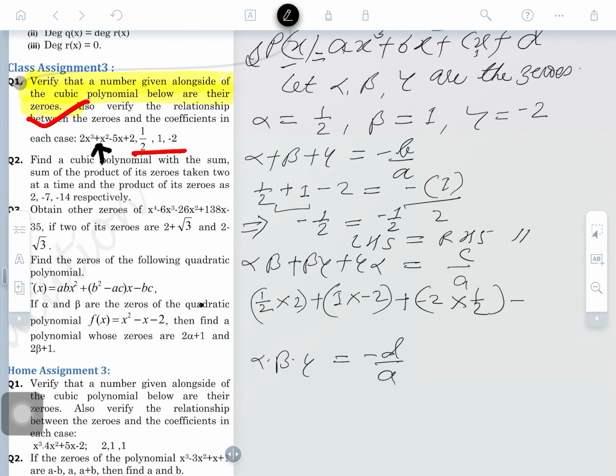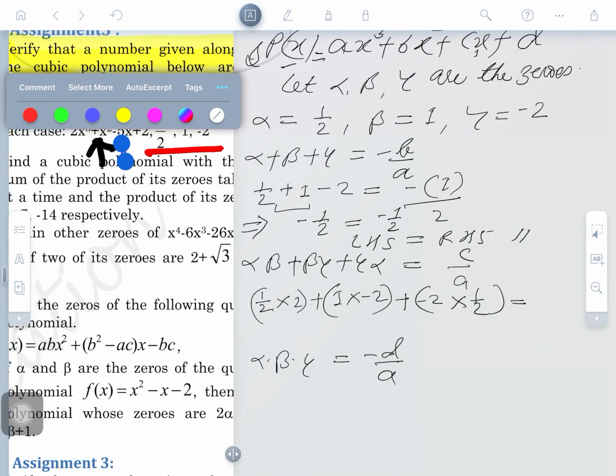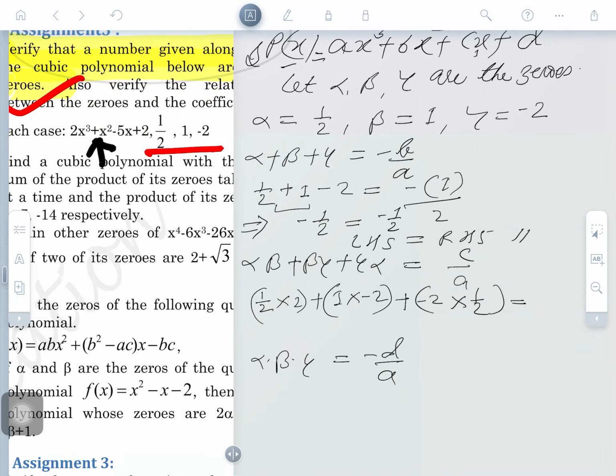And the next is c by a. What is c here? You may see, this is c. What is c? C is minus 5. In the formula, it is c by a, so here you will write minus 5 divided by 2, and further is to be solved.